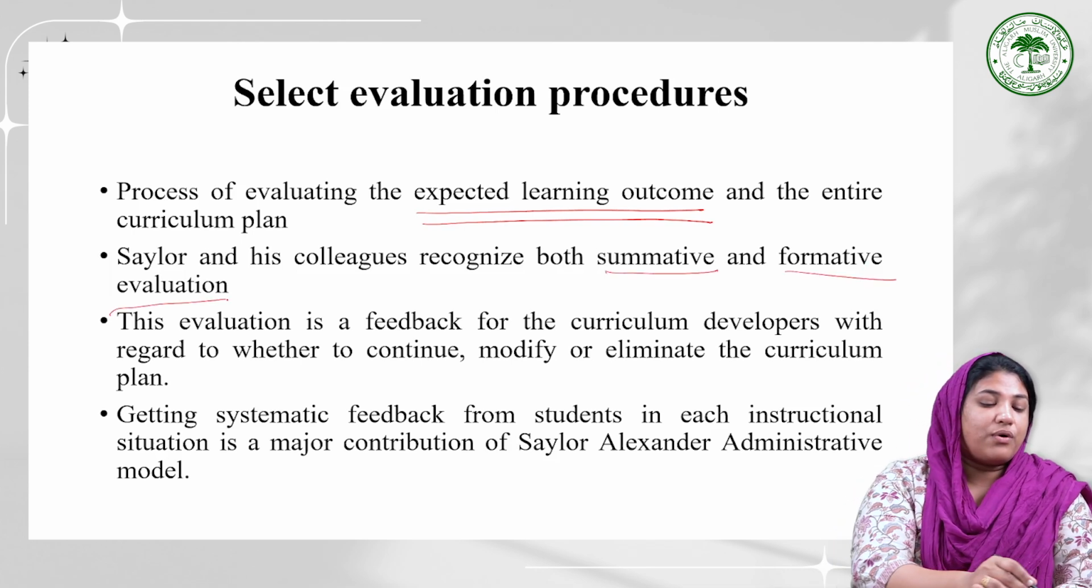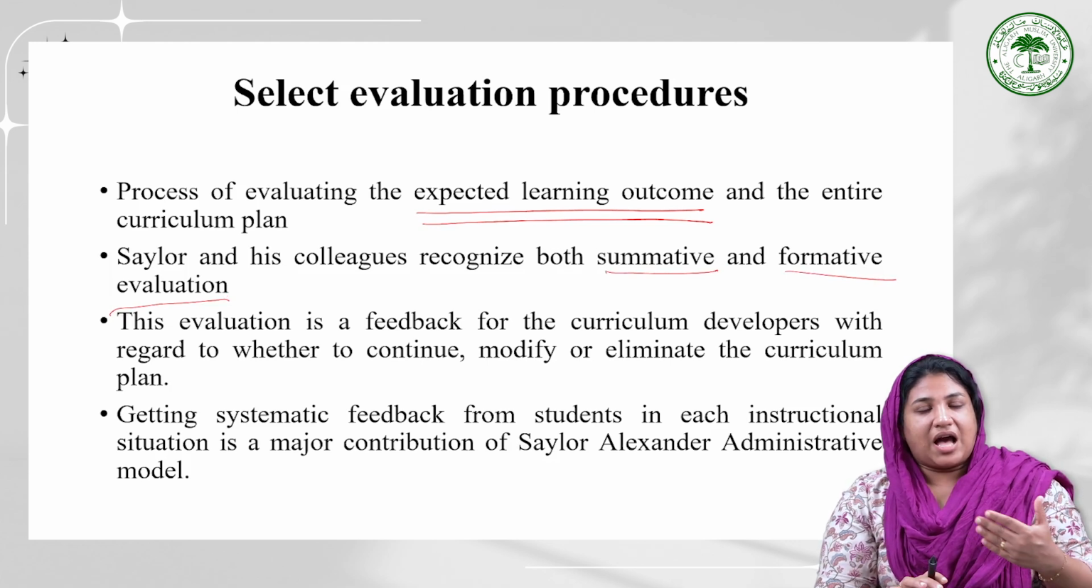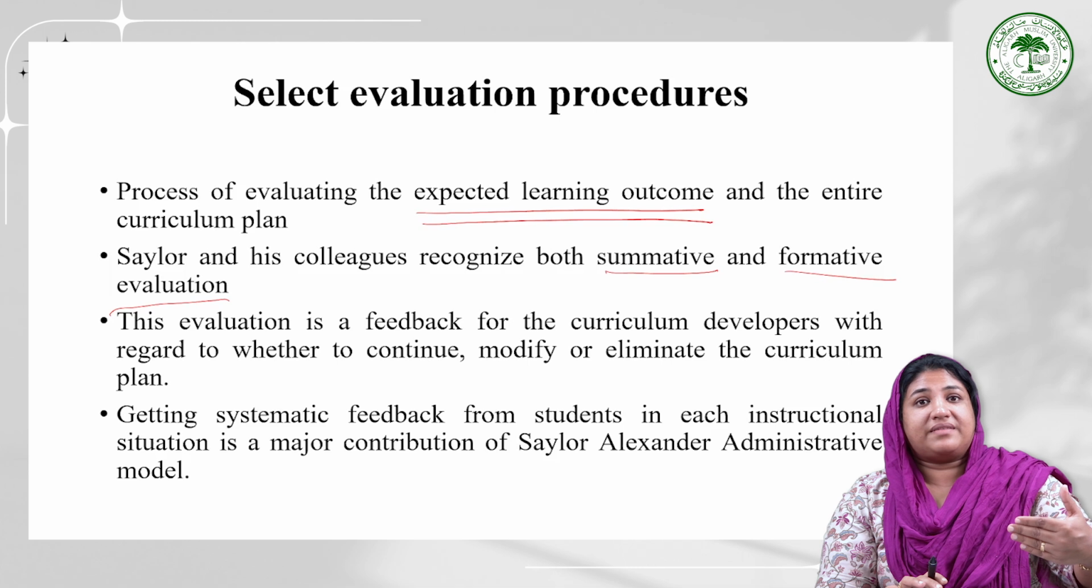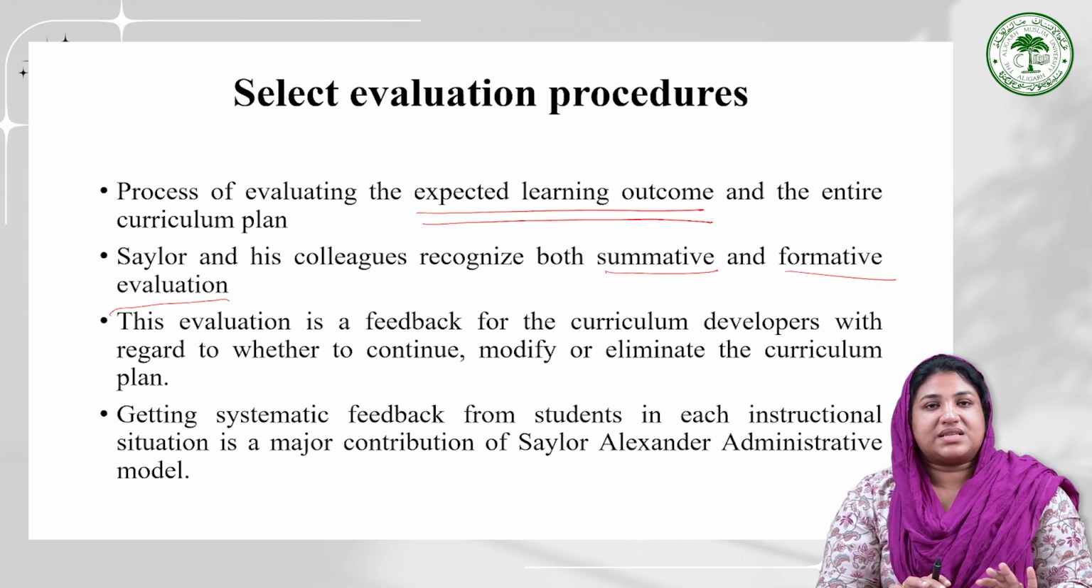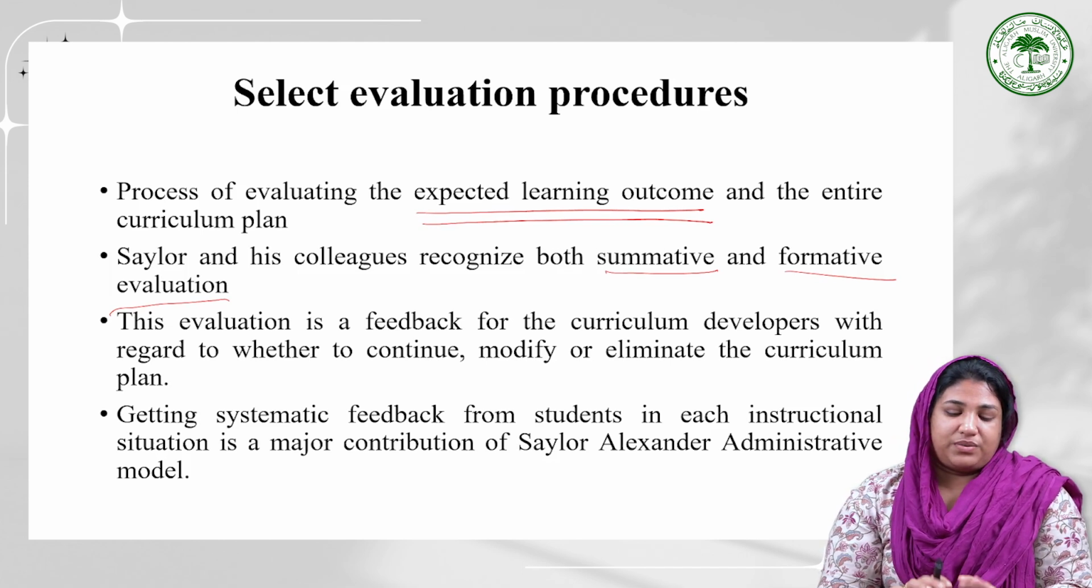that is summative evaluation and also formative evaluation. Summative evaluation: after completely implementing the curriculum, at the end we are making an evaluation. That is what is known as the summative evaluation. And formative evaluation: in between, while implementing the curriculum, we are checking or evaluating different aspects of the curriculum. That is what is known as the formative evaluation.